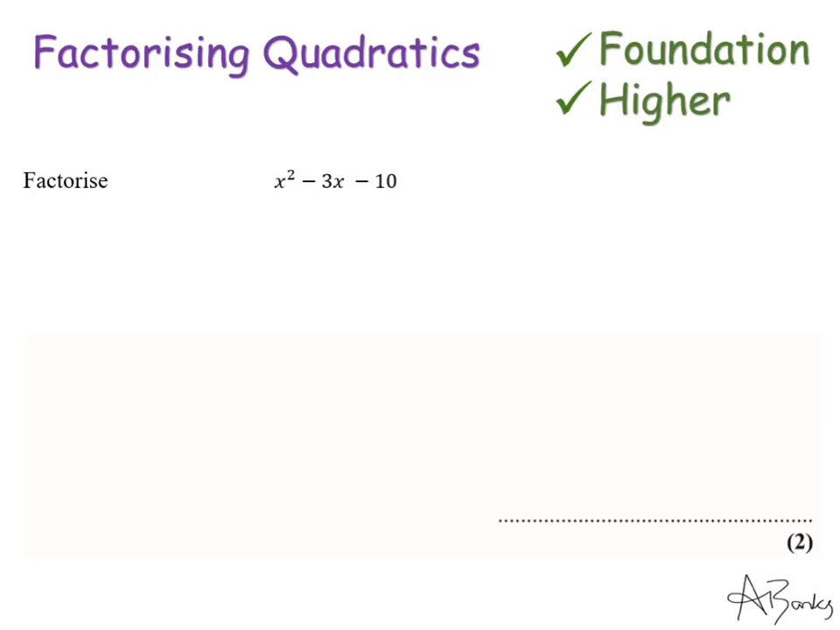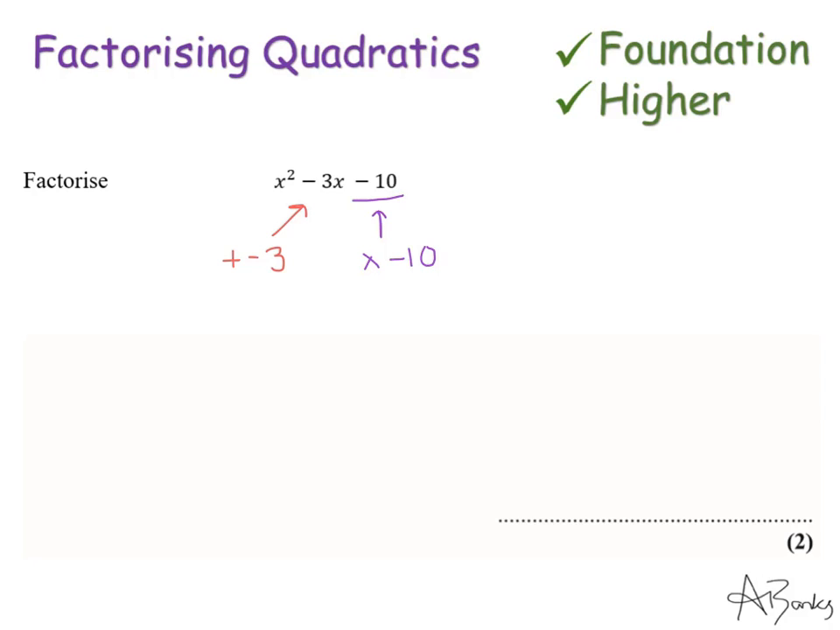This is a slightly harder example here. This is x squared minus 3x minus 10. The same rule works as before. I'm looking for two numbers that multiply together to give minus 10, but they also have to add to give minus 3. This time it's not as obvious what my two numbers are, and this is why we need the technique that I showed you in the last example. So, pairs of numbers that multiply to make minus 10.